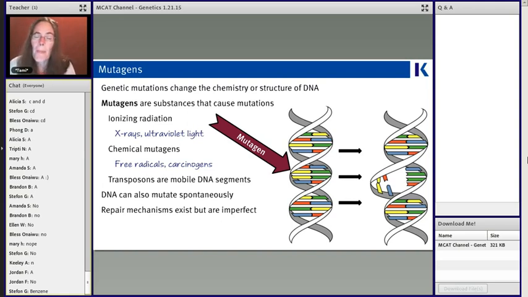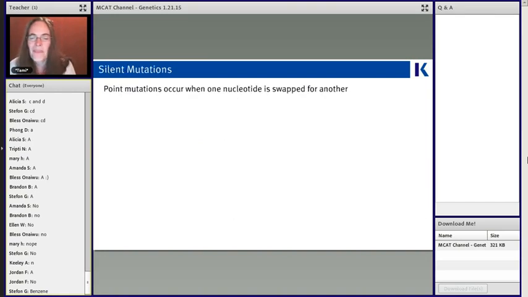Okay, and we know that because we still exist. All right, now let's look at different types of mutations. First things we're going to look at are point mutations. Point mutations come in 3 different flavors, but first let's talk about them. A point mutation occurs when one nucleotide is swapped for another. Say an A is swapped for a G, or a C is swapped for a T. So we're changing that nucleotide.